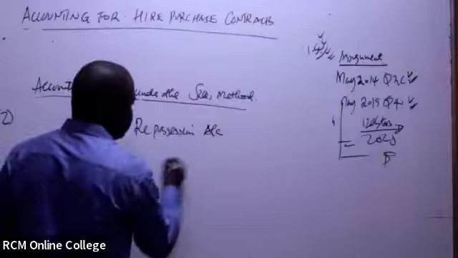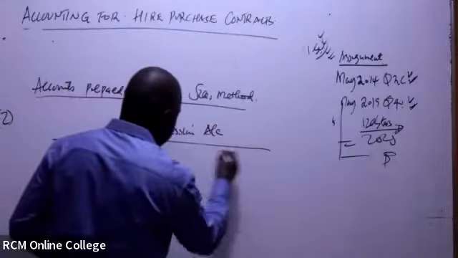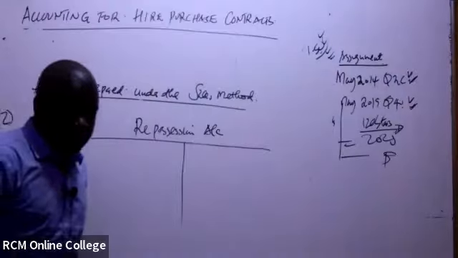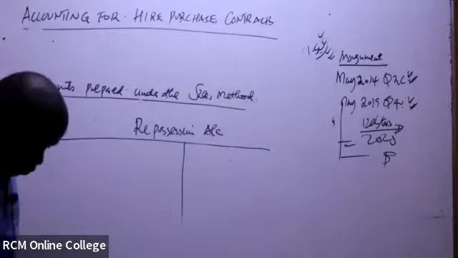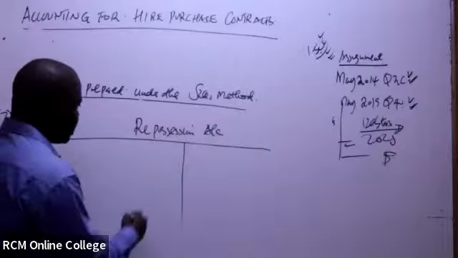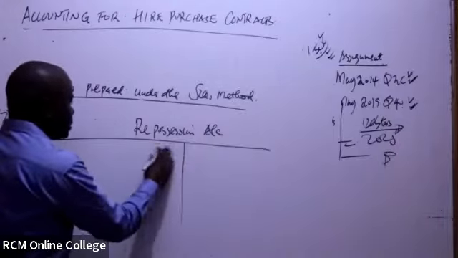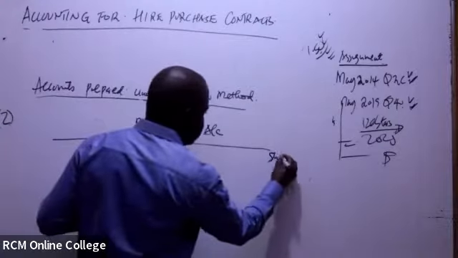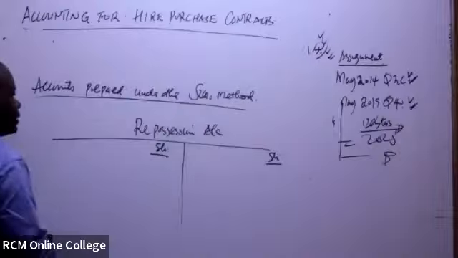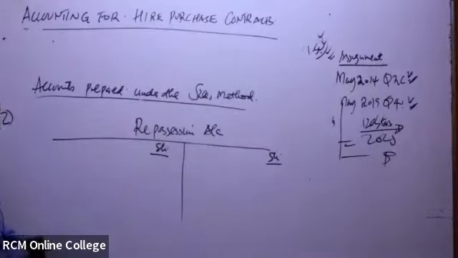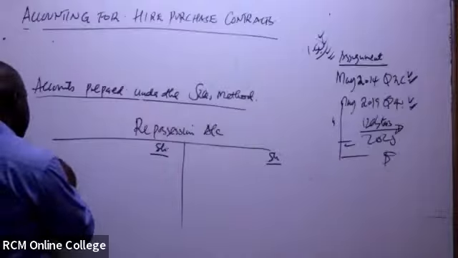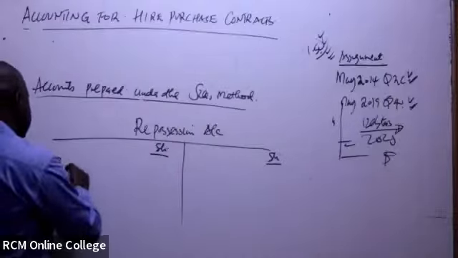Repossession account. So the repossession account, in any case, you're having to repossess the goods. You'll end up having to repossess whenever you have an outstanding balance. So we can start with the shillings. In the repossession account, you'll start with the outstanding balance from this hire.